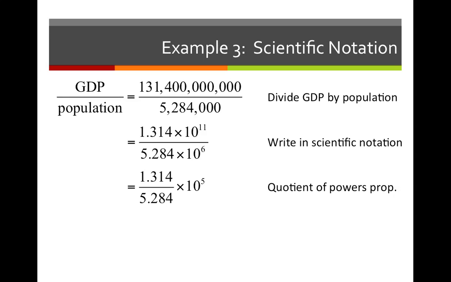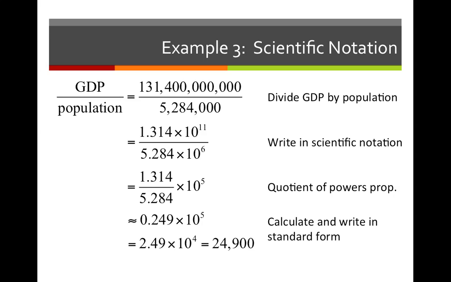Now I do still have 1.314 divided by 5.284. Maybe that's not great if you have to do it by hand, but it's probably still easier than dealing with all the zeros. If we divide this out, whether by hand or by calculator, we end up with about 0.249.